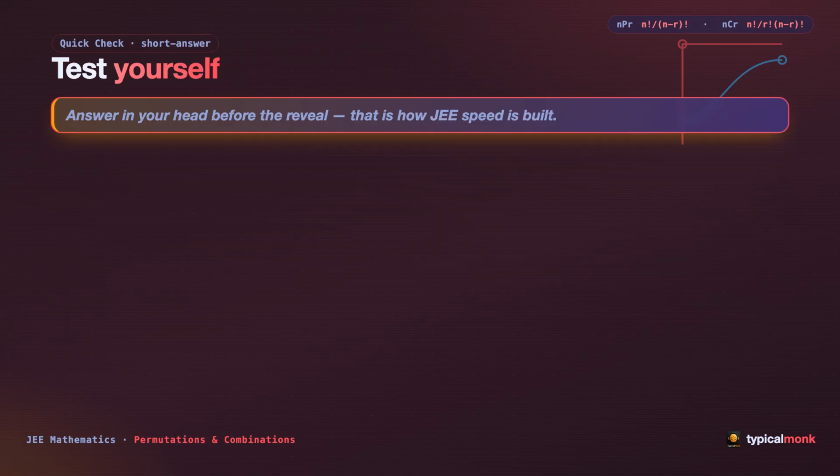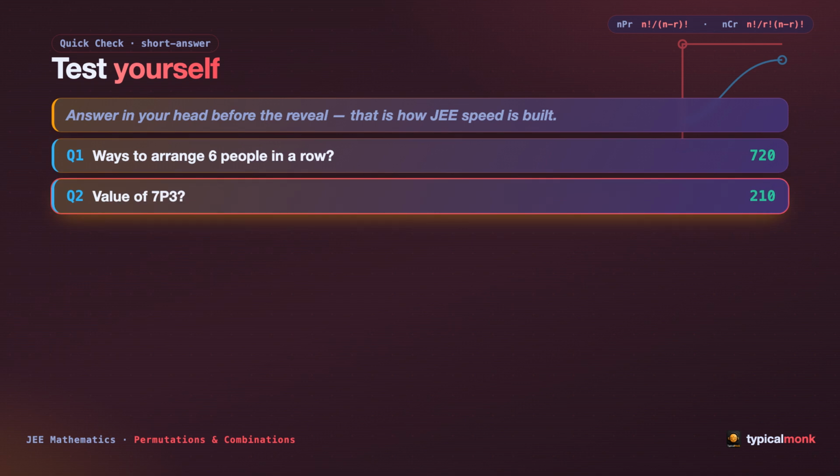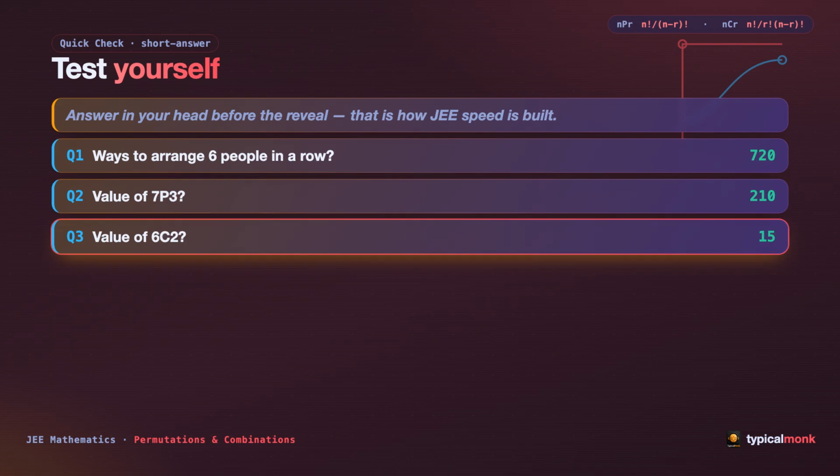Time to test yourself, rapid fire. Here is the rule. I ask, you answer in your head before the reveal. No pen, no paper, just the ideas you built today. Question 1. How many ways can 6 people be arranged in a row? 6 factorial, 720. Question 2. What is 7P3? 7 times 6 times 5, 210. Question 3. What is 6C2?